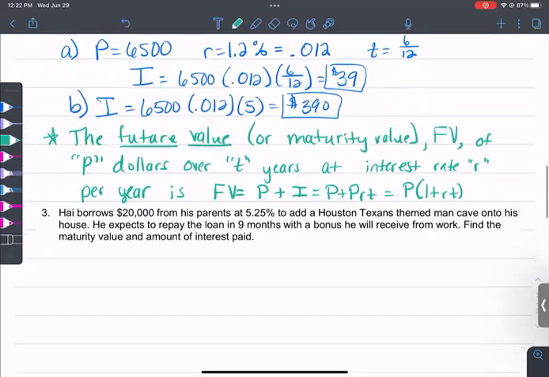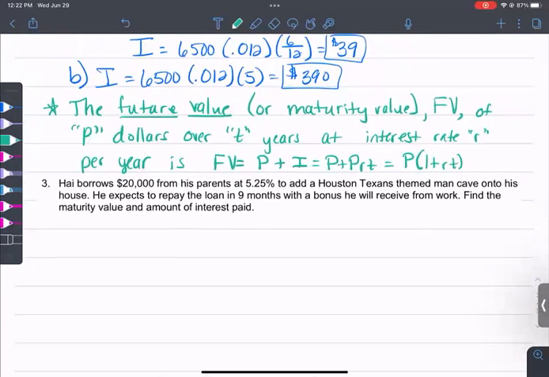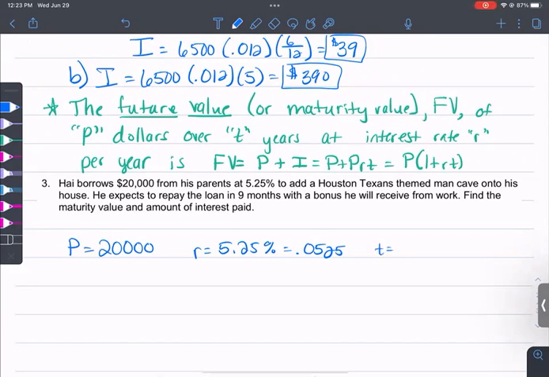So problem number 3 says Hyde borrows $20,000 from his parents at 5.25% to add a Houston Texans themed man cave onto his house. He expects to repay the loan in 9 months with a bonus he will receive from work. Find the maturity value and amount of interest paid. So the amount borrowed by Hyde, the principal, is $20,000. The interest rate he's paying is 5.25% or 0.0525. And the amount of time he's given himself to pay it back is 9 months. So 9 divided by 12.